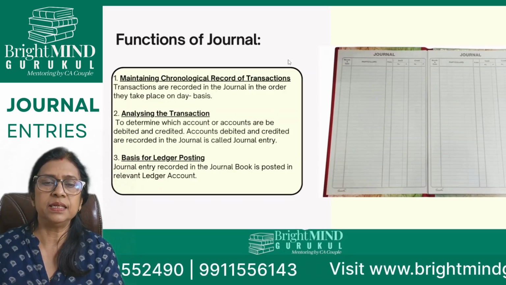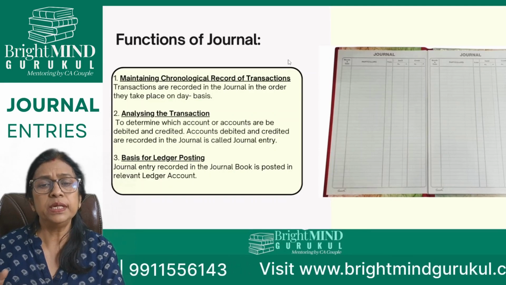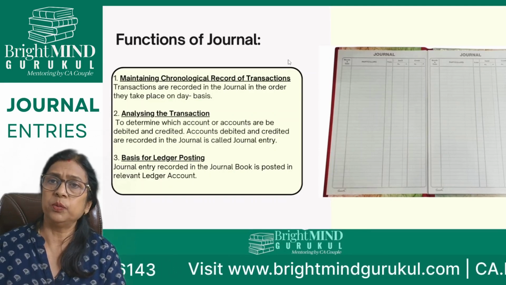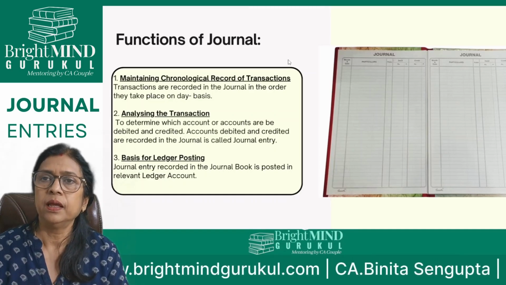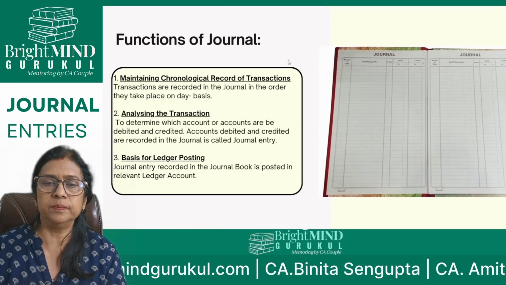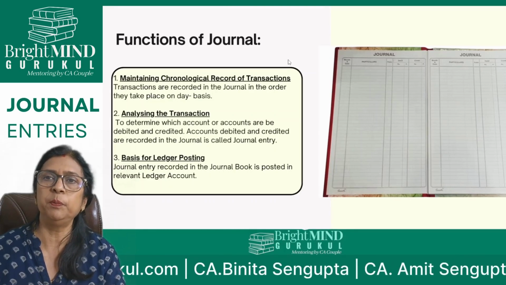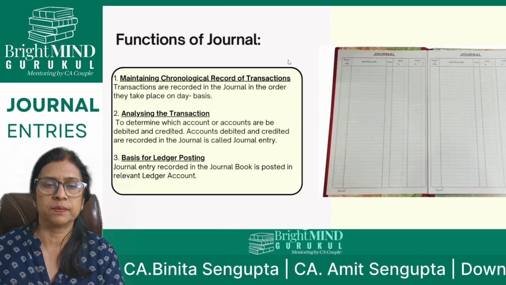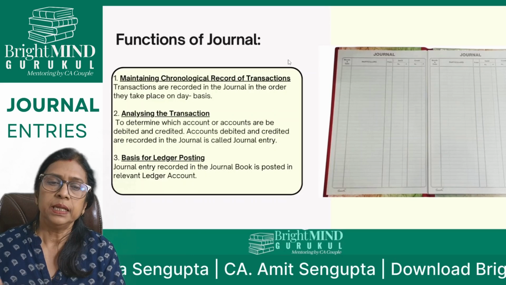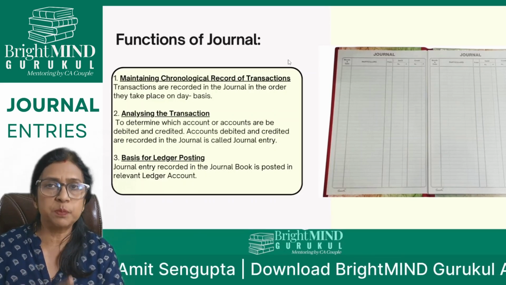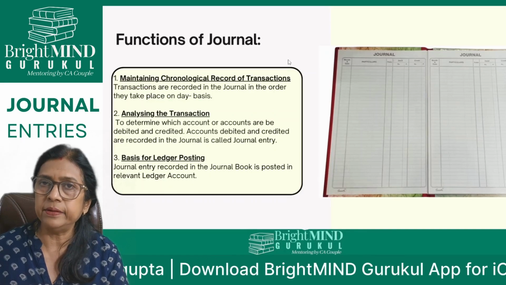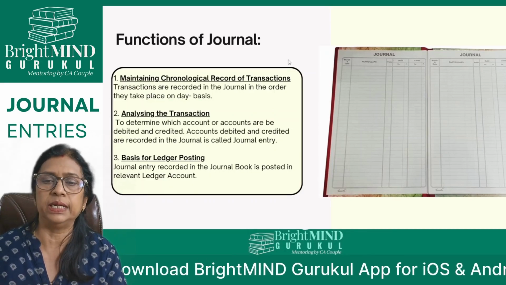Second is analyzing the transaction, that is to determine which accounts are to be debited and which are to be credited. On the basis of this, a journal entry is made and finally we post it to the different ledgers. Third is the basis for ledger posting. So only when the journal entry is properly done is the entry posted to the ledger.